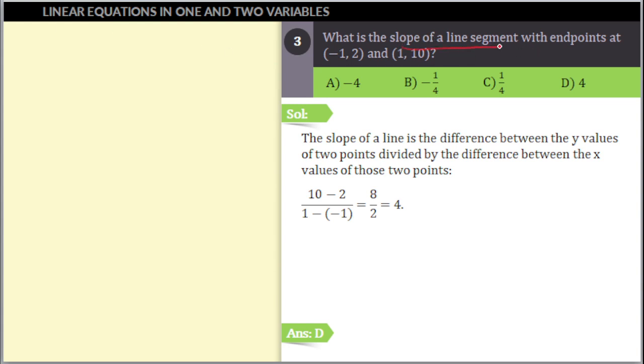What is the slope of the line segment with this endpoint? This is the same kind of question, which you have to do using the formula y2 minus y1 divided by x2 minus x1.